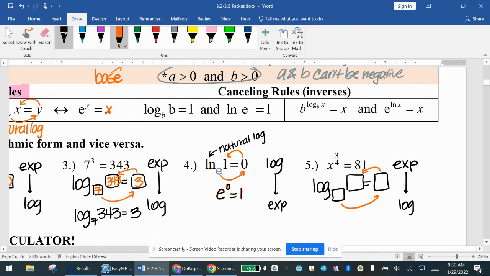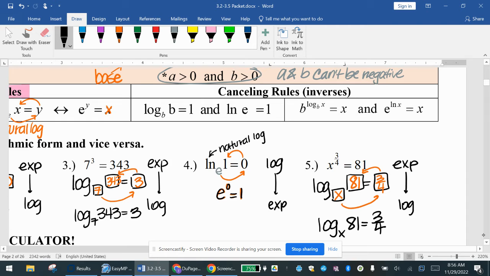So it's x to the 3/4 power. So it's going to be x to the 3/4 power equals 81. So I'm going to just write it a little neater over here. So log base x of the argument 81 equals 3/4. So log base x of 81 equals 3/4.